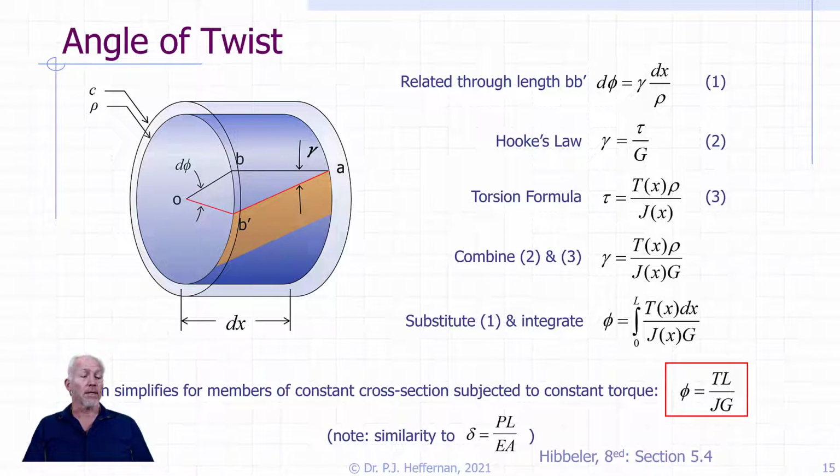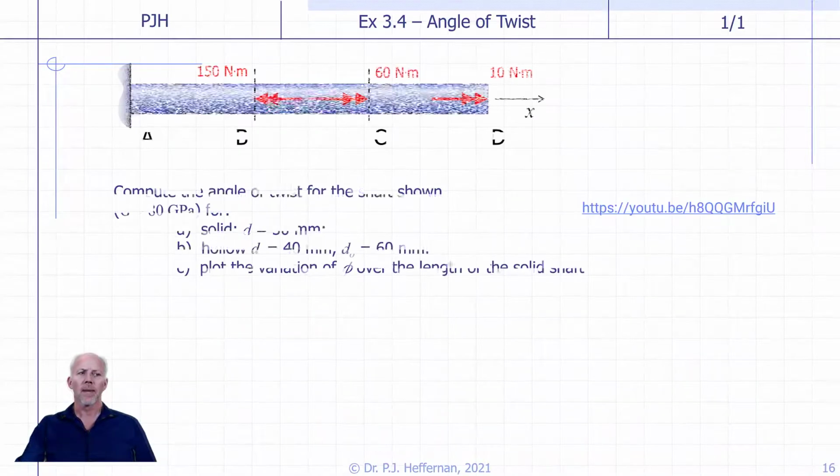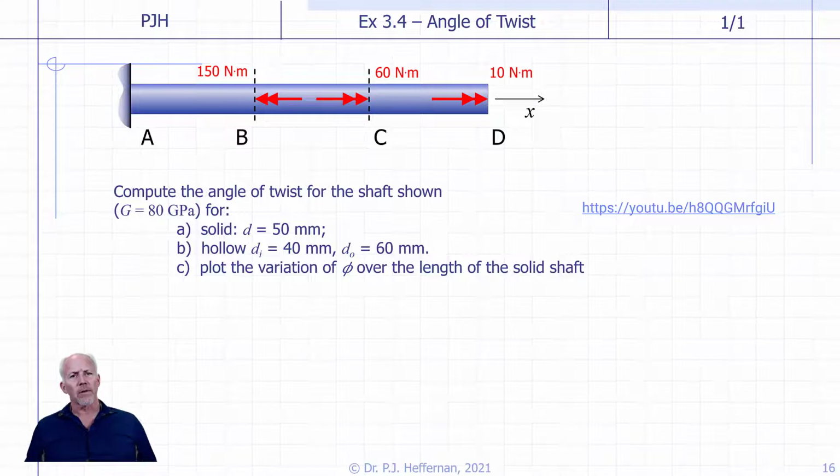Now, we should be noting that that is very, very similar to the formula that we used when looking at deformations due to axial load, delta equals PL over EA. And if you're starting to understand and become comfortable with delta equals PL over EA, you should be a step up towards appreciating how we're going to apply phi is equal to TL over JG. So let's get on with applying it.